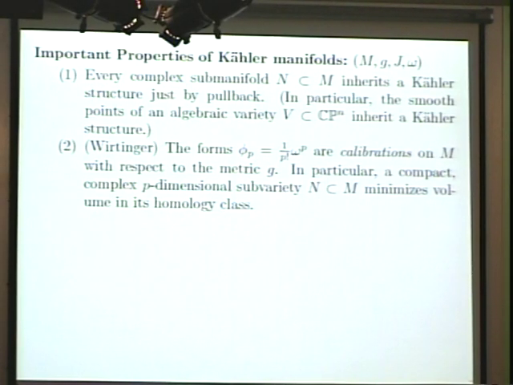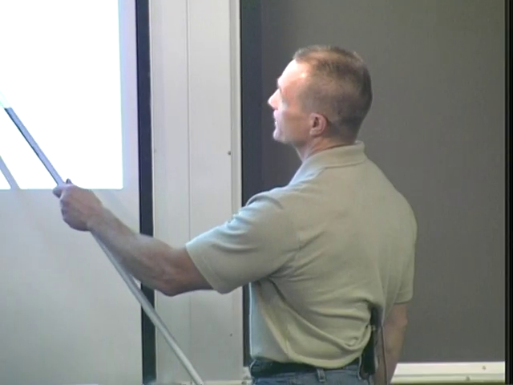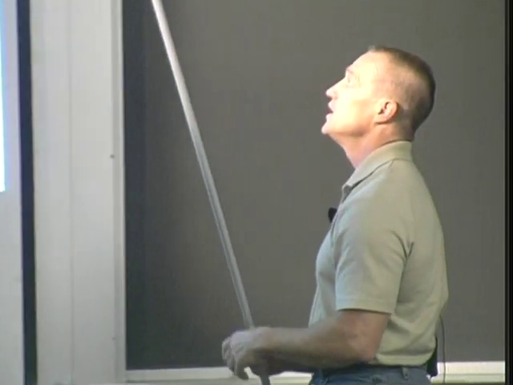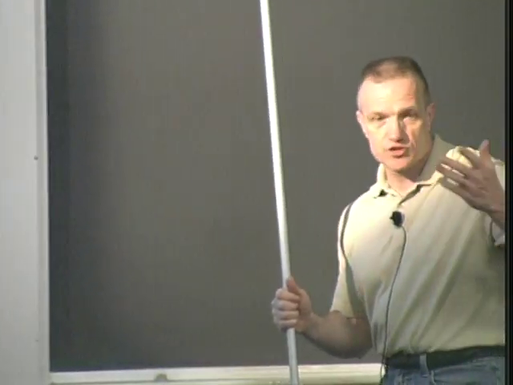And one of the consequences of the fact that these things are calibrations is that if you have a Kähler manifold and you have a compact, complex p-dimensional subvariety, then that guy is actually calibrated by this form phi p, and therefore it minimizes volume in its homology class. This allows you, for example, just this statement allows you to show that certain complex manifolds can't carry any Kähler structure.